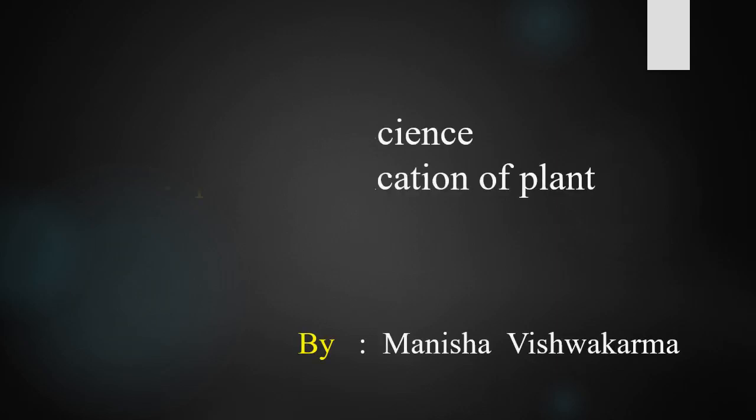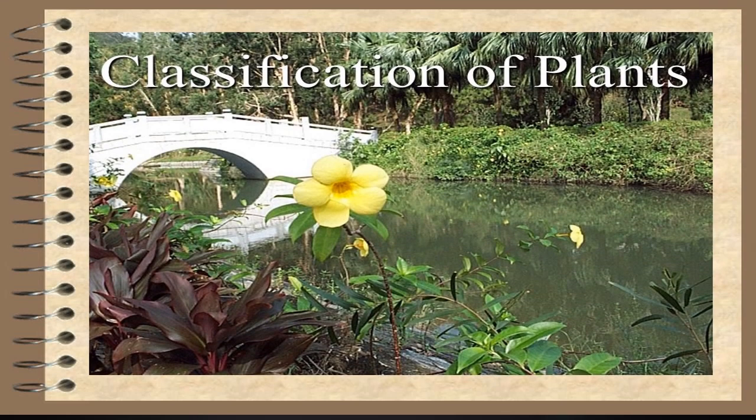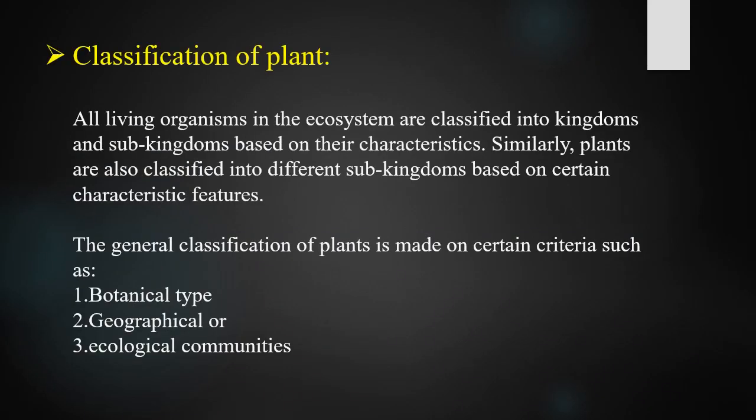Friends, let us see the subject science. In science, we are going to learn about what is classification of plants. Based on classification of plants, let us see the slide and we have to learn what are the different types of classification. The general classification of plant is made on certain criteria such as botanical type, geographical or ecological communities.